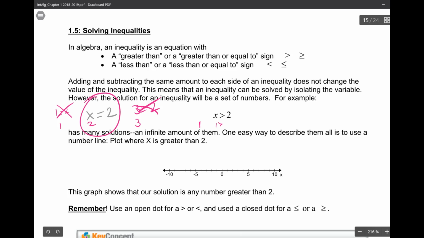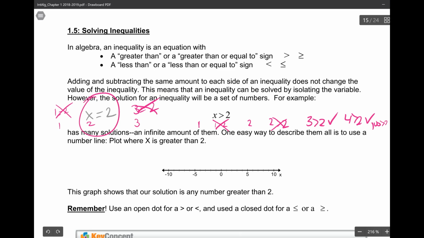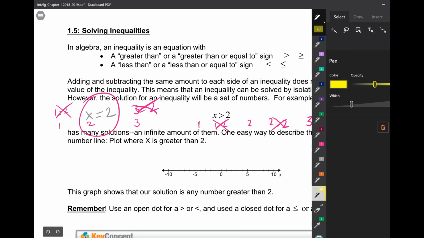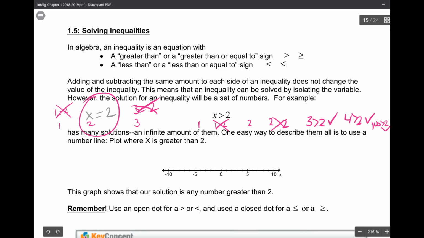So I could try 1. Is 1 greater than 2? No, it's not. What about 2? Is 2 greater than 2? No, it's not. But 3 is greater than 2. 4 is greater than 2. 100 is greater than 2. So there are lots and lots of solutions, technically an infinite amount of solutions.